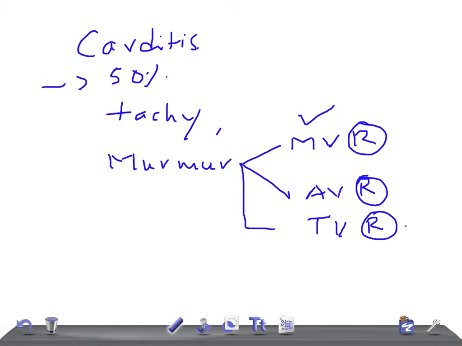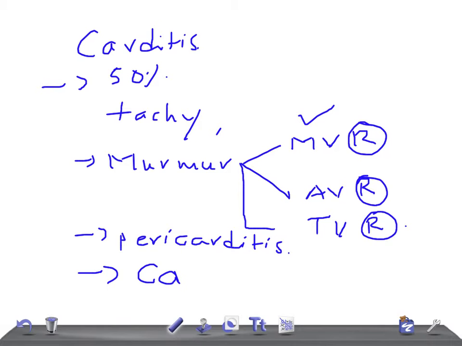And the patients sometimes have a friction rub. When you listen to his chest, you will hear a friction rub, and the friction rub is seen in pericarditis. So these patients can have pericarditis. On chest x-ray, you will find cardiomegaly. Ultimately, if not treated well, the patient can land up in CHF, congestive heart failure, right? So these are the things we see in patients with rheumatic fever.